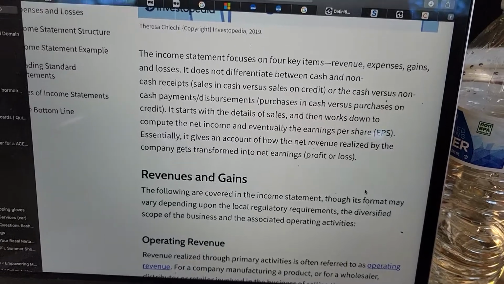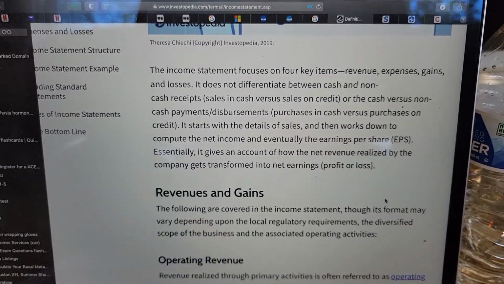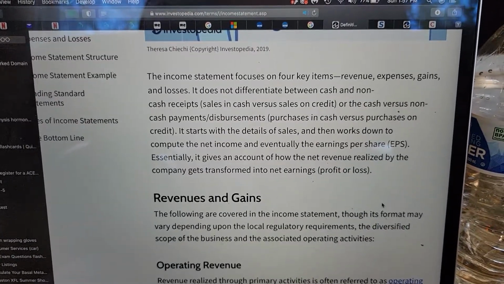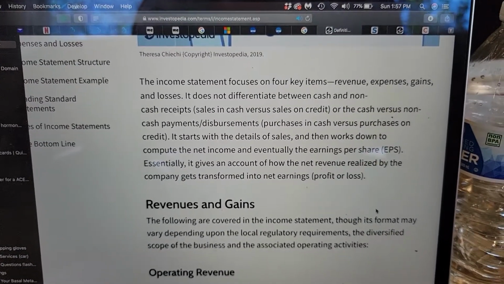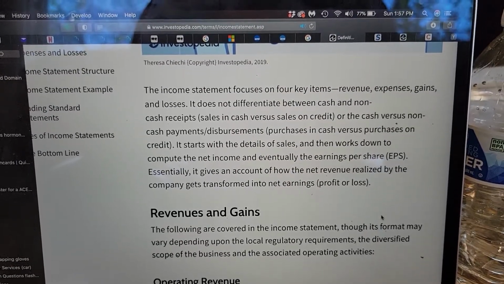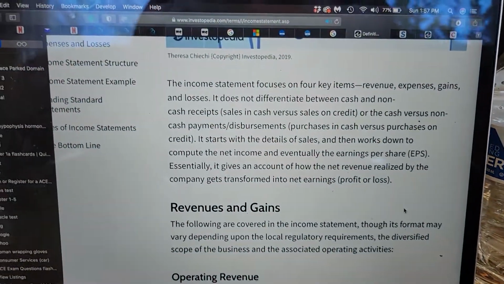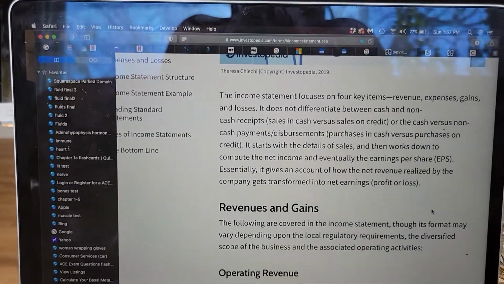So, the income statement focuses on 4 key items: revenue, expenses, gains, and losses, right? Those 4 items would then create the net revenue, or what will be called net earnings, right? So, net earnings is profit and loss.